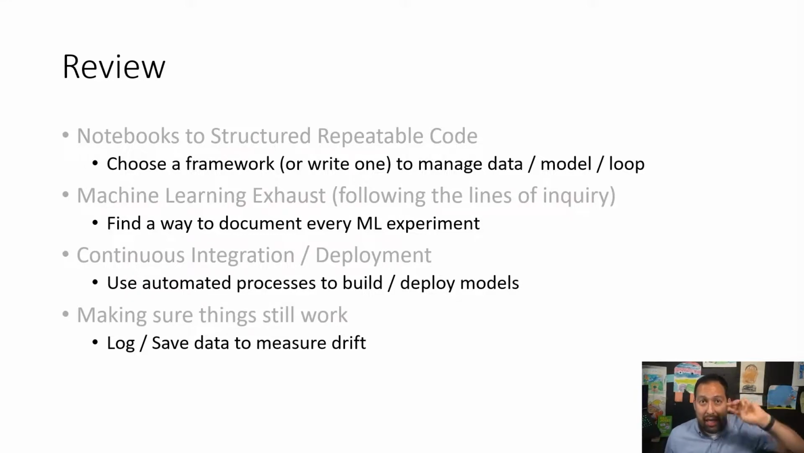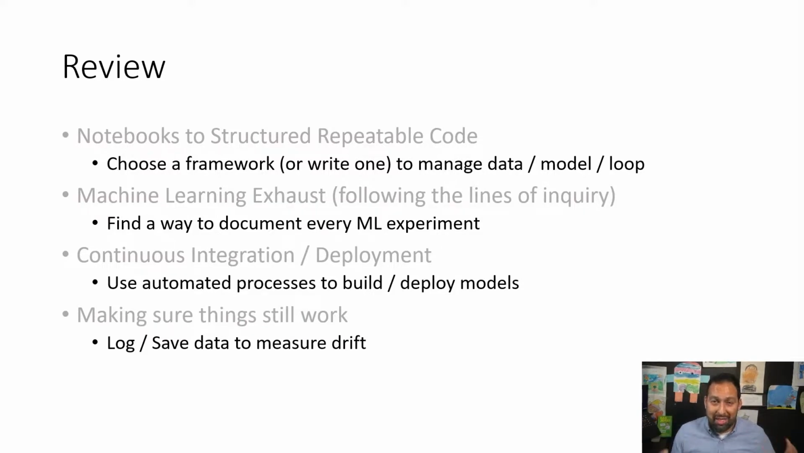Tip number 3, use an automated process to build and deploy models. I used GitHub Actions as well as Azure Machine Learning as a model registry to deploy the model to production safely with slots. Now you've got to do it. The way that you do it is awesome, I'm sure, but just make sure you do it safely and you have an automated way so that you can make mistakes quickly and you can figure out if it works quickly as well. And the last thing we looked at is making sure things still work.